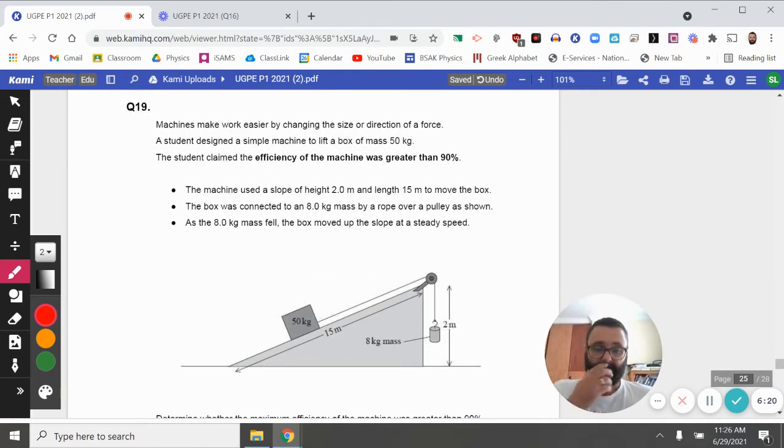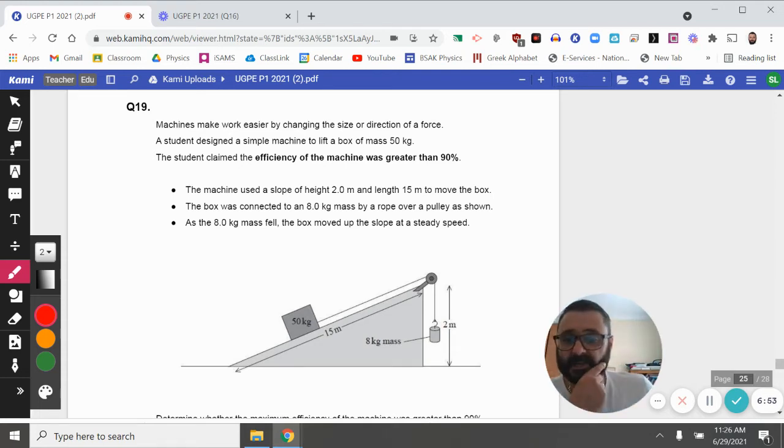Next question. Question 19. This was tricky. It is tricky, this. We all know the efficiency equation. It's useful energy out over total energy in, or useful work out over total work in. Now, the trick here, or the difficult part, is figuring out what's the useful energy we get out, what's the total energy we put in.